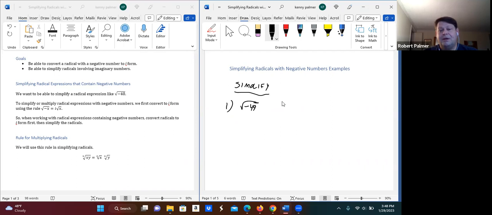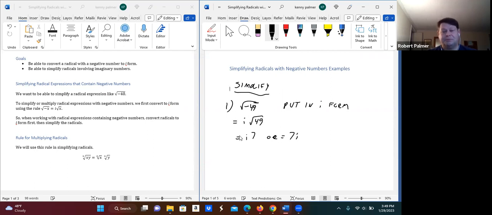First, we realize this is a negative, so put it in I form. Use this rule right here. So this becomes I times the square root of 49. This property says the square root of negative x is equal to I times the square root of x. So the square root of negative 49 is equal to I times the square root of 49. And we know the square root of 49 is 7. So you can write either I times 7, or more typically 7 times I.